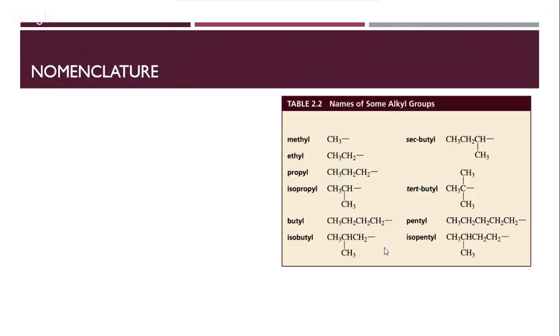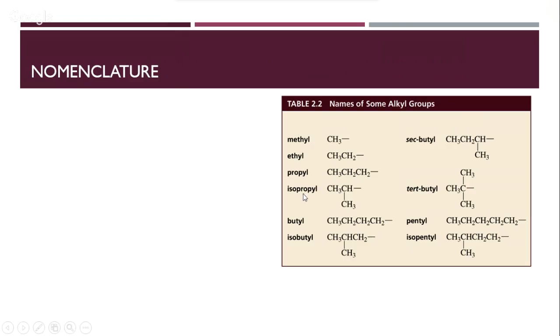Now, here are some names of common alkyl groups which are very important for us. These are actually common names, but they are directly taken into IUPAC, which means that these are not scientific names, or how we write in IUPAC. But having said that, if you write this in IUPAC, it is considered as correct. Okay. So what are these common names?